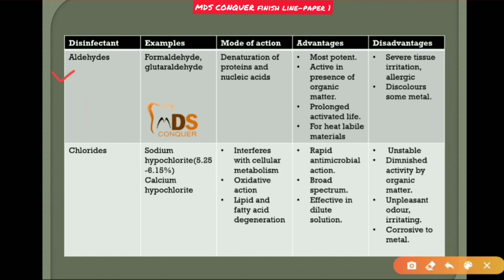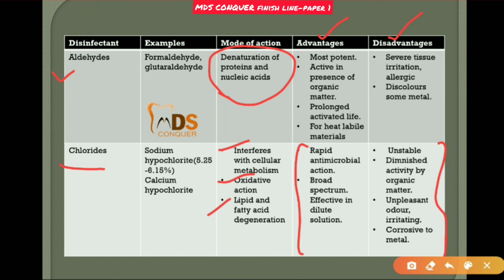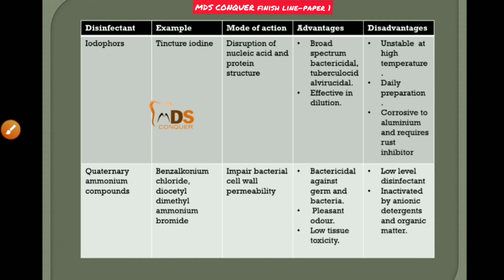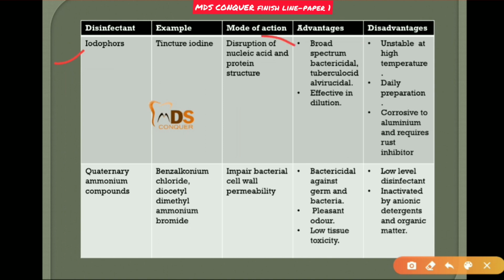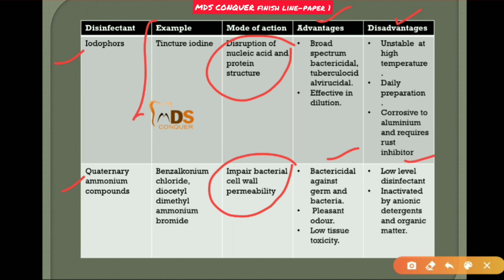And aldehydes, the mode of action is denaturation of proteins and nucleic acids, with advantages and disadvantages. For the chlorides, they interfere with cellular metabolism. They have an oxidative action, and lipid and fatty acid degeneration. These are the advantages, and these are the disadvantages. Then coming to iodophores, they disrupt the nucleic acid and protein structure. Quaternary ammonium compounds impair the bacterial cell wall permeability, with advantages, disadvantages, and examples.